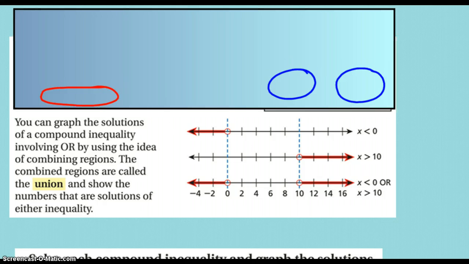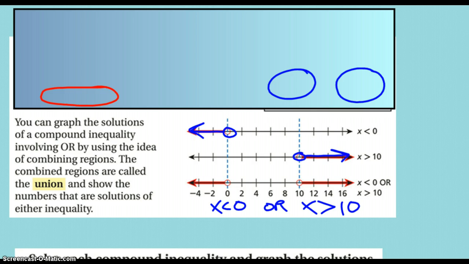x is less than 0 is the first graph. So not including 0, but anything less than that. Not including 10, but everything greater than that for the second graph. And if we combine those two graphs, we get a statement of x is less than 0 or x is greater than 10.